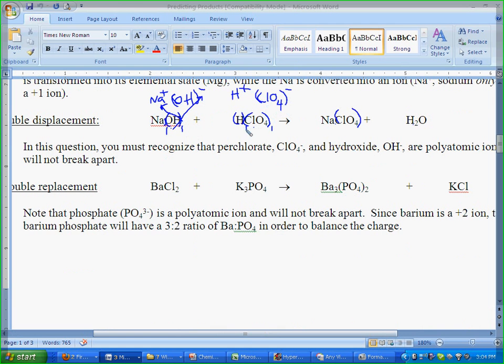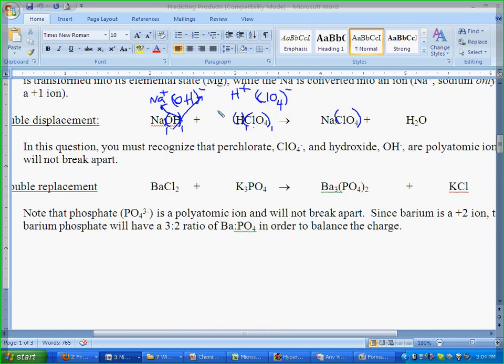Now, your main question was, what does it mean by switching cations? In a double displacement reaction, you have a cation here and a cation here. You are going to switch them, kind of like I say, flippy floppy. The Na will become an H, and the H will become an Na. All they do is switch places.